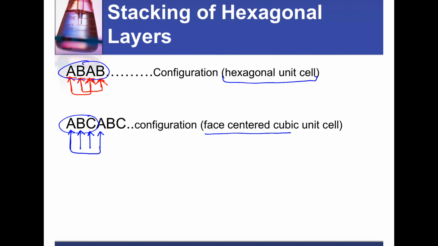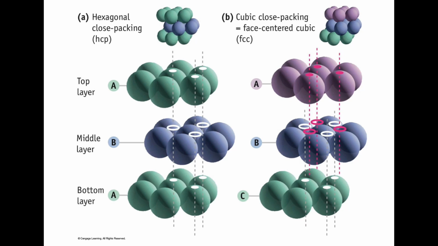Now this might be easier to see if we can actually look at the 3D structures. So let's do that. All right, so on this side we have our AB pattern, and on this side we have our ABC pattern. And let's look at the difference between them. In our AB pattern, we have two layers that are the same. So the first and the third one are the same. And the one that's in the middle is a little bit different.